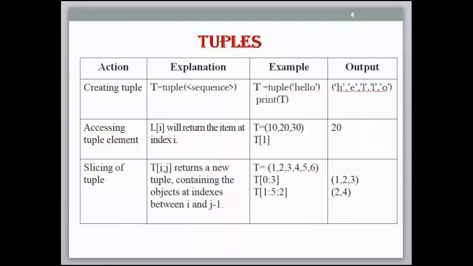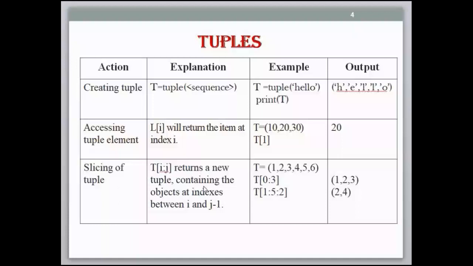So these are some of the operations. If you have to create a tuple, then we can use the tuple function like this. t equal to tuple hello, print t. So this will convert the string into a tuple. Accessing tuple element, t[i] will return the item at index i. Suppose this is the tuple and you want to print the element which is present at index 1, it will give you 20.